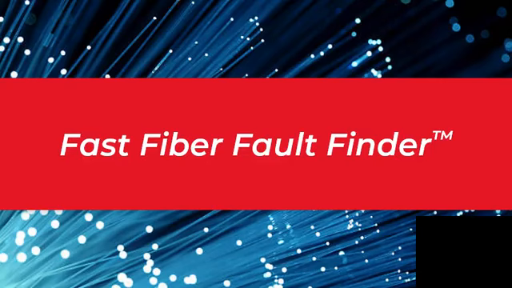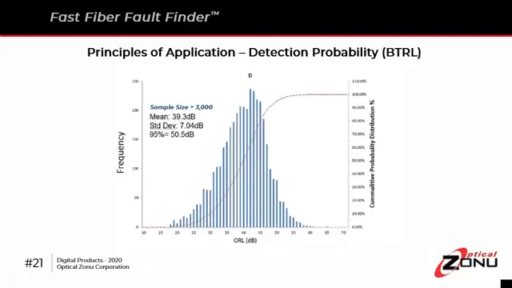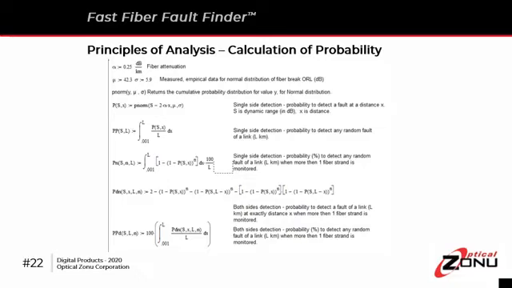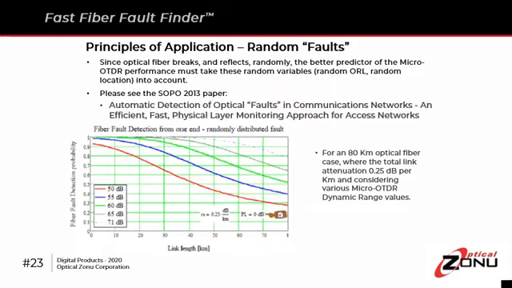The fast fiber fault finder. Applying statistics, we can calculate the probability of detecting optical fiber fault failures over a defined span or link distance. Here we see some of the mathematics behind the micro OTDR feature. This slide shows the plots of optical fiber fault detection probabilities for a series of ORLs over spans of up to 80 kilometers.